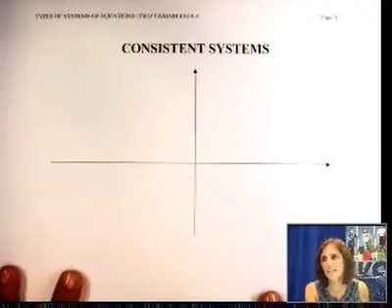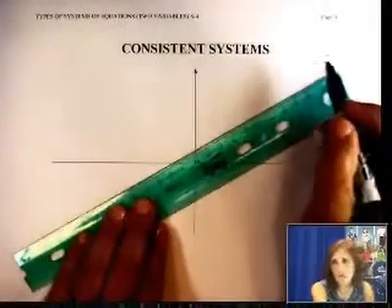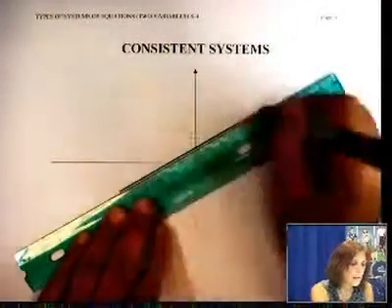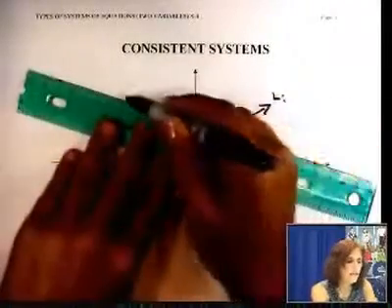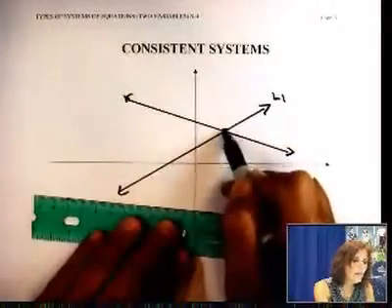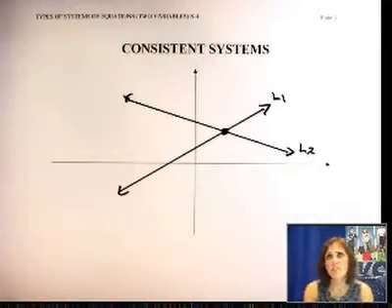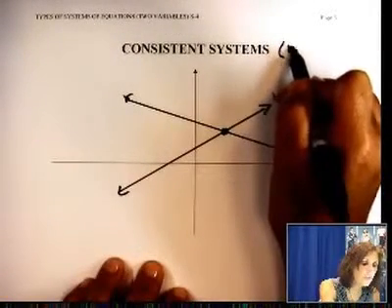Okay, a consistent system. A consistent system is a system where you end up with one unique solution. Here's one line. Here's another line. They will always crisscross, and you are going to have one unique solution. A consistent system is a system that has a solution.